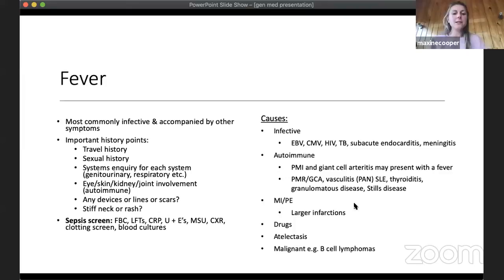But I've just listed to the right here as well some other causes. So other than your obvious infective causes, you can also get autoimmune. They can present with a fever, things like giant cell arteritis that we talked about before. But things like SLE and stuff, they can also present with a fever. So it's important to have that in your mind. Also, if they have a large infarction, it can present with a fever. Certain drugs can cause a fever, atelectasis, and importantly, lymphomas as well. But you'd hope that there would be maybe a neck lump or night sweats or some other things as well. But yeah, just important to be aware that it's not just infections to think about.